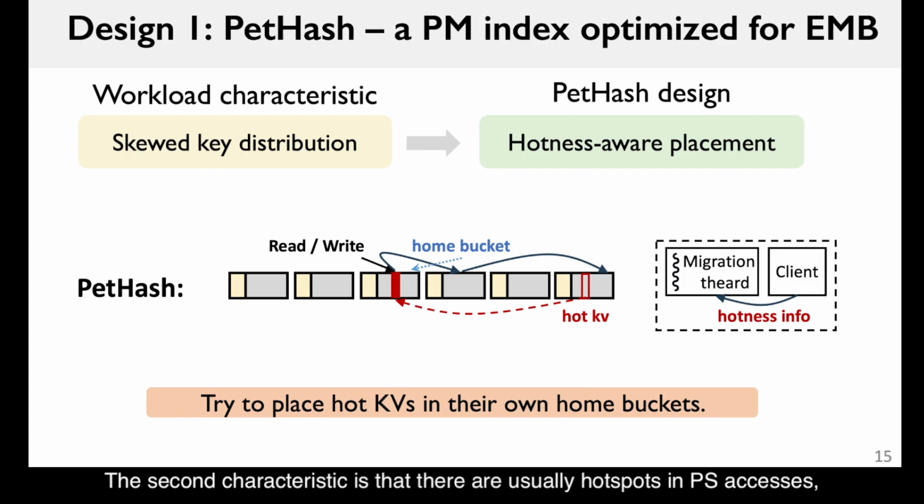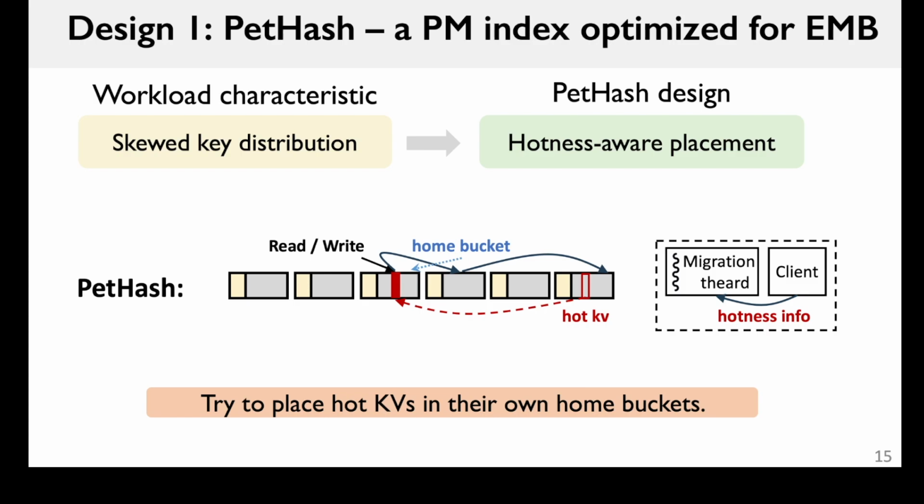The second characteristic is that there are usually hotspots in PS access. Thus, we design a hotness-aware migration mechanism. Its key idea is to try to swap hot KVs to their home buckets, and thus it can minimize the probing of hotspot KVs.